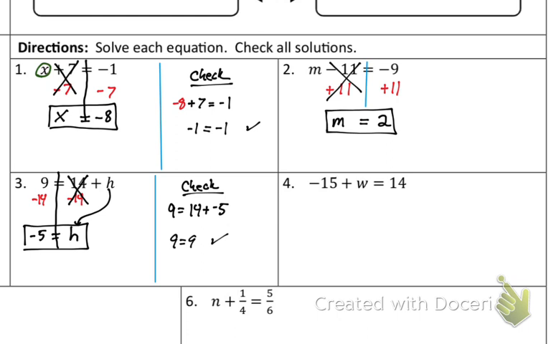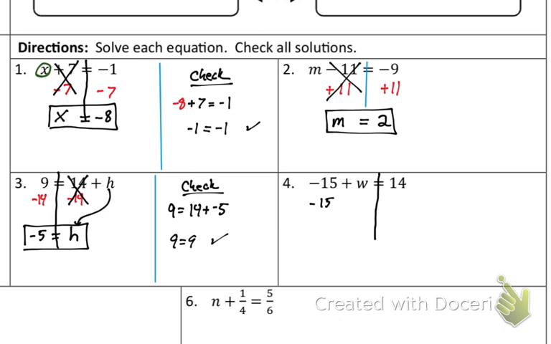Okay, our next one, we have negative 15. Now, here's what I saw a bunch of people do. This is wrong, so don't write it down just yet. I saw people like, oh, I'm going to subtract 15. What's negative 15 minus 15? Plug in your calculator.